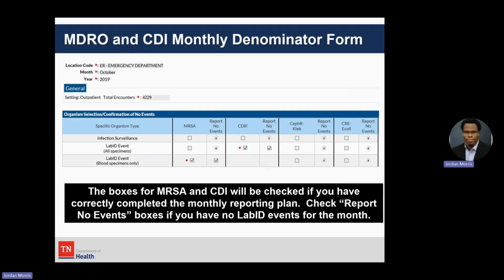So what do you report if you have no LabID events? If you have no LabID events for the month, you would check report no events. Or you will get an alert that says incomplete summary data. If you do not enter an event after checking the report no events box, the system will uncheck the box. As a reminder, CDC will not send data to CMS unless the data is listed in your monthly plan.